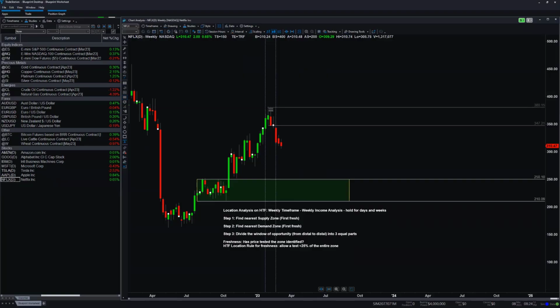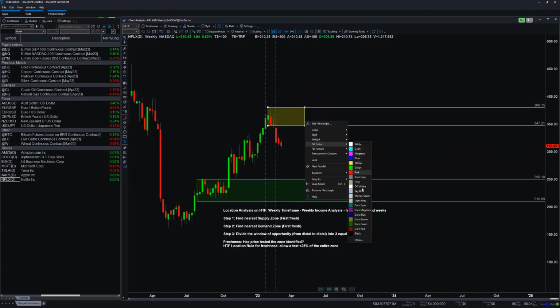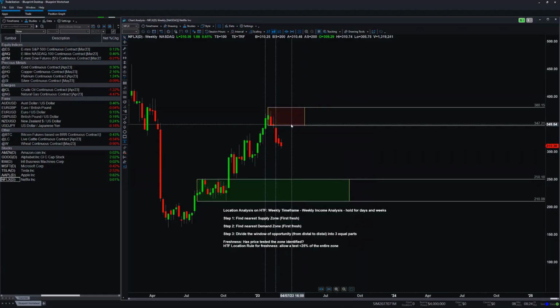My distal goes at the highest wick of the entire range. Now I put my box around it. This is now very expensive again.